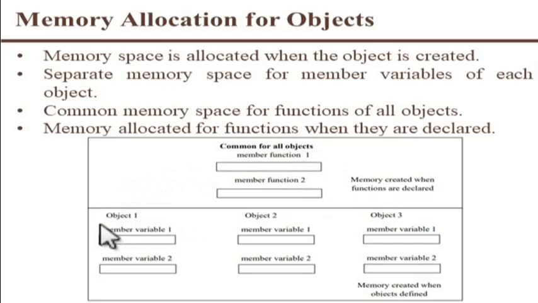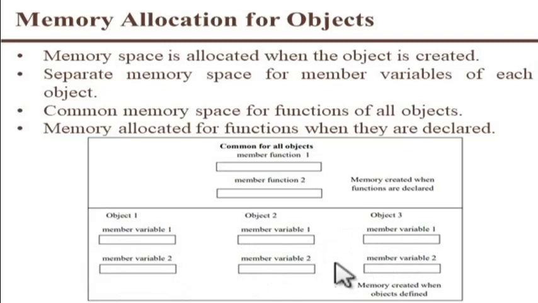Now the second part, that is member variables. Memory is allocated for member variables when the object is created. Here each object has its own separate member variables. For example, object 1 has its member variables, that is member variable 1, member variable 2. Similarly for object 2 and object 3. It means each member variable has separate memory space for each object.